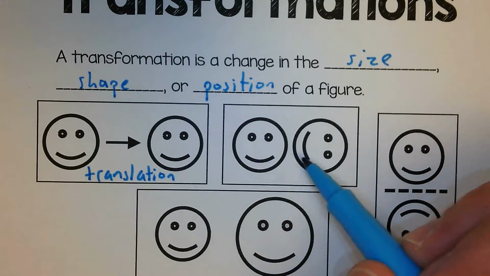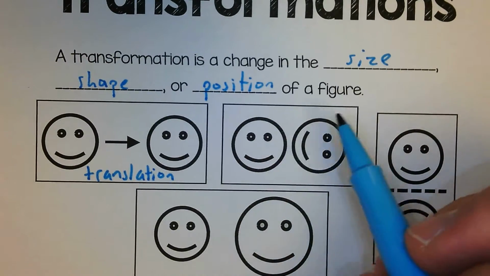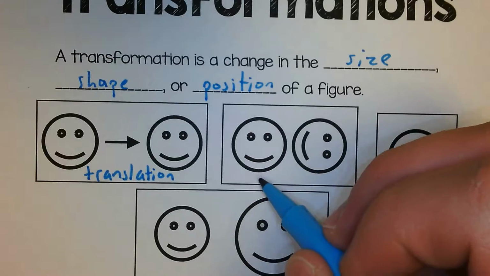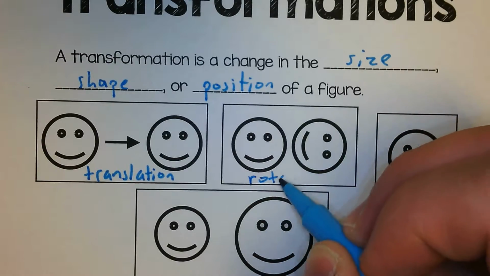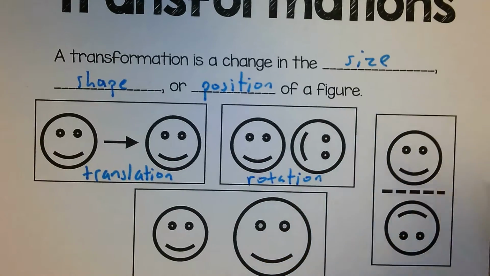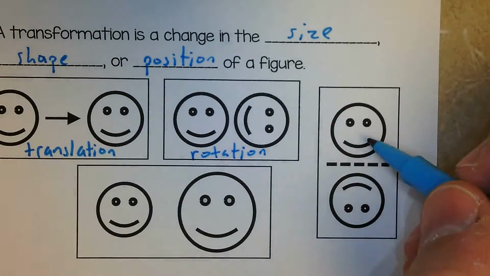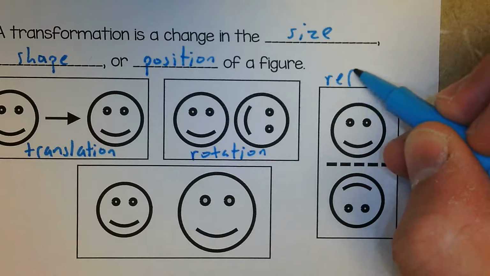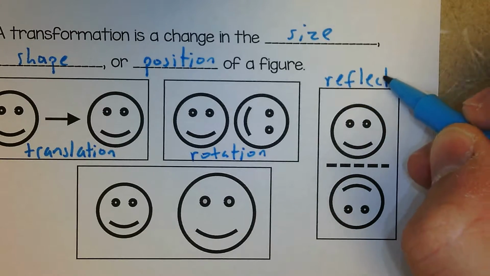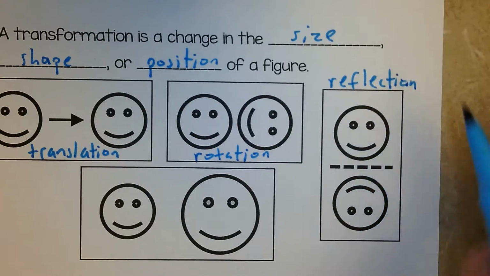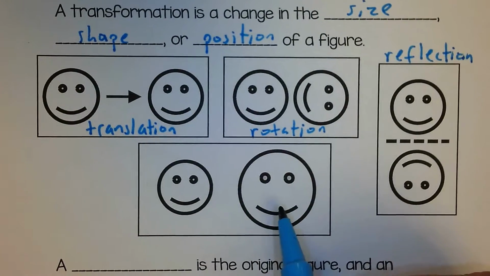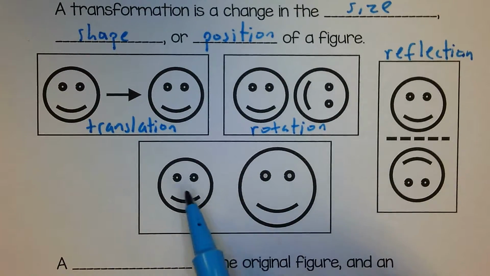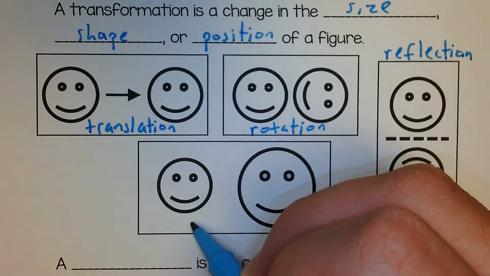Then here the smiley face doesn't change size, but instead it rotates. That's called a rotation. And we're going to go over all these. Over here it flips over, and if it flips, we call that a reflection. And then the last one, the smiley face got bigger, and it can also go from big to small or small to big. We call that a dilation.